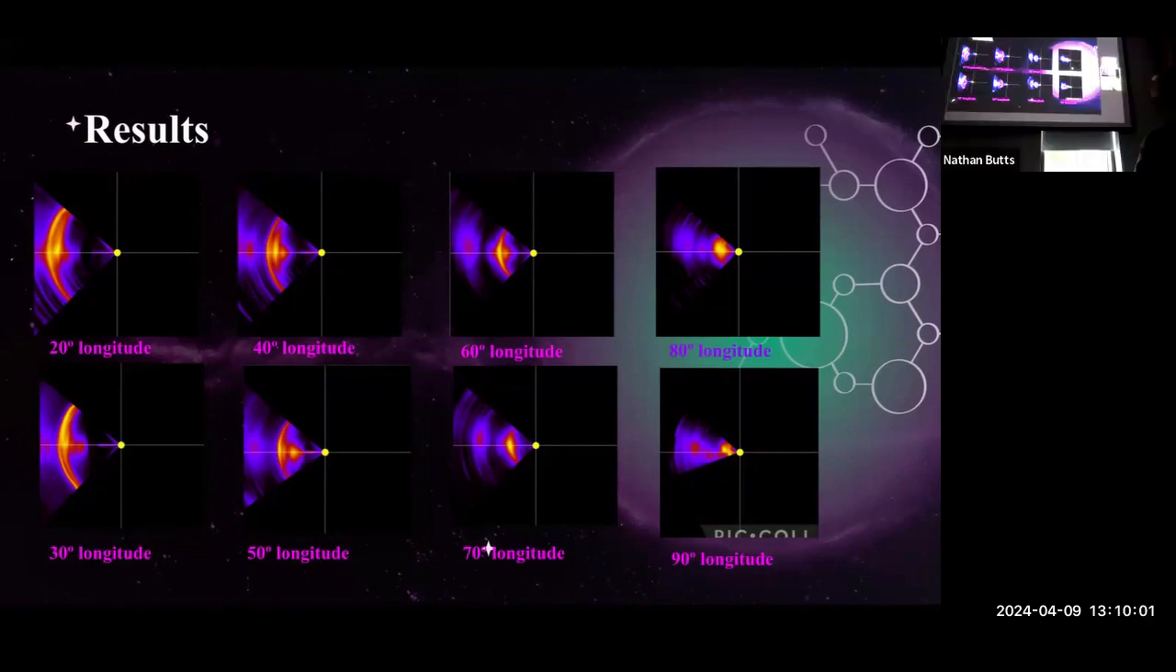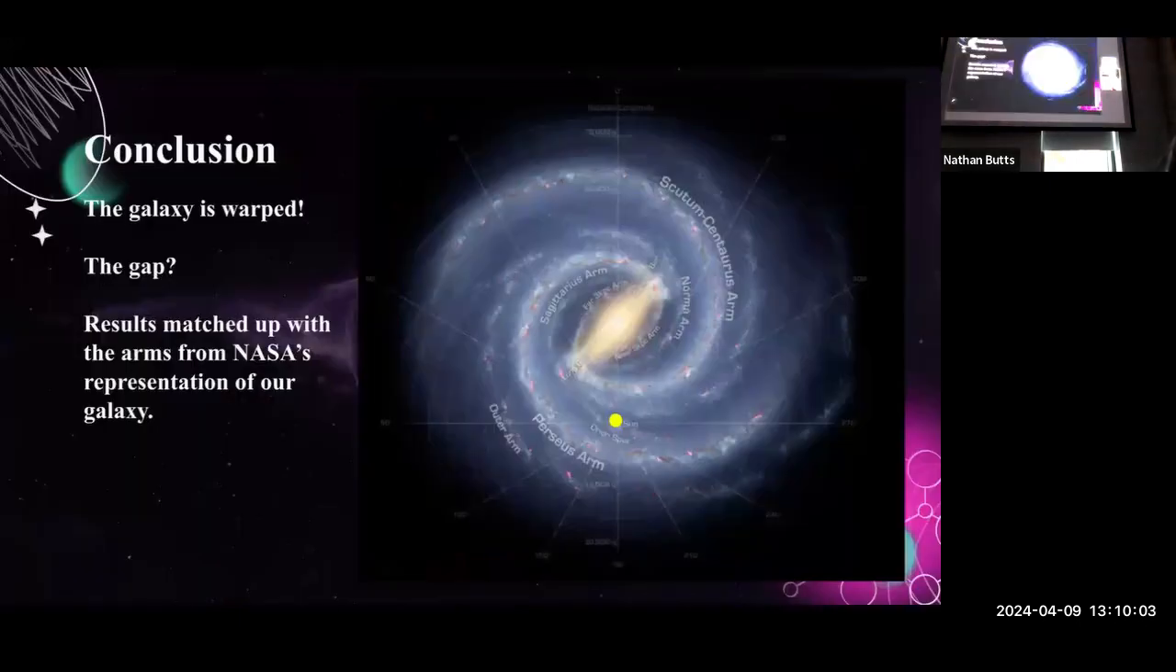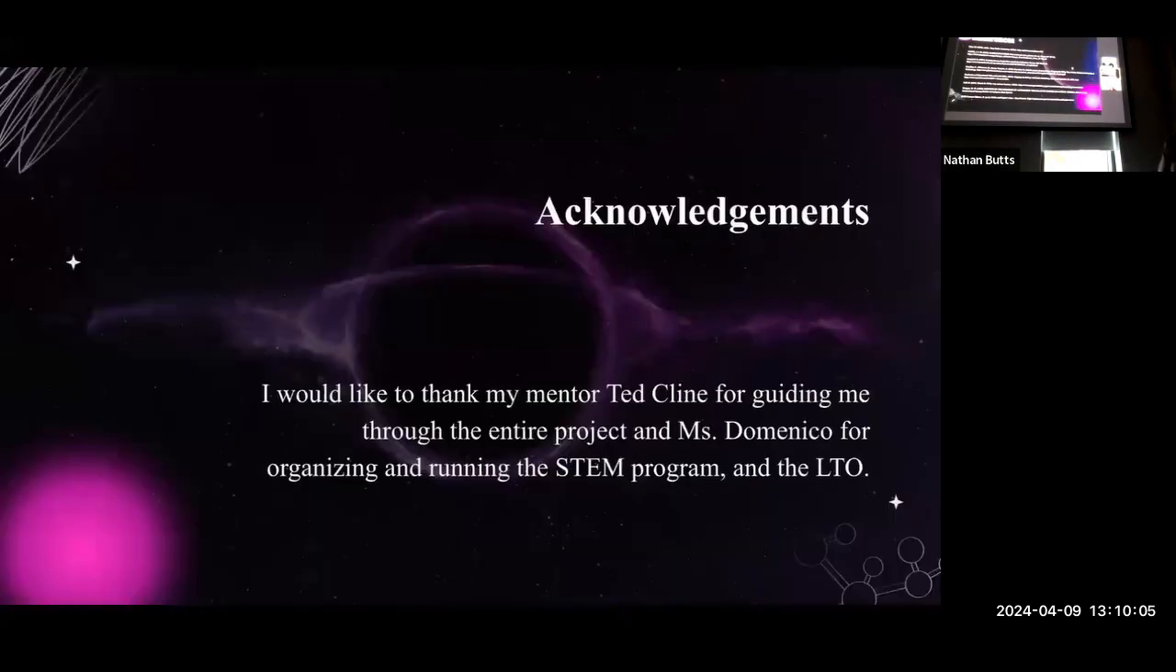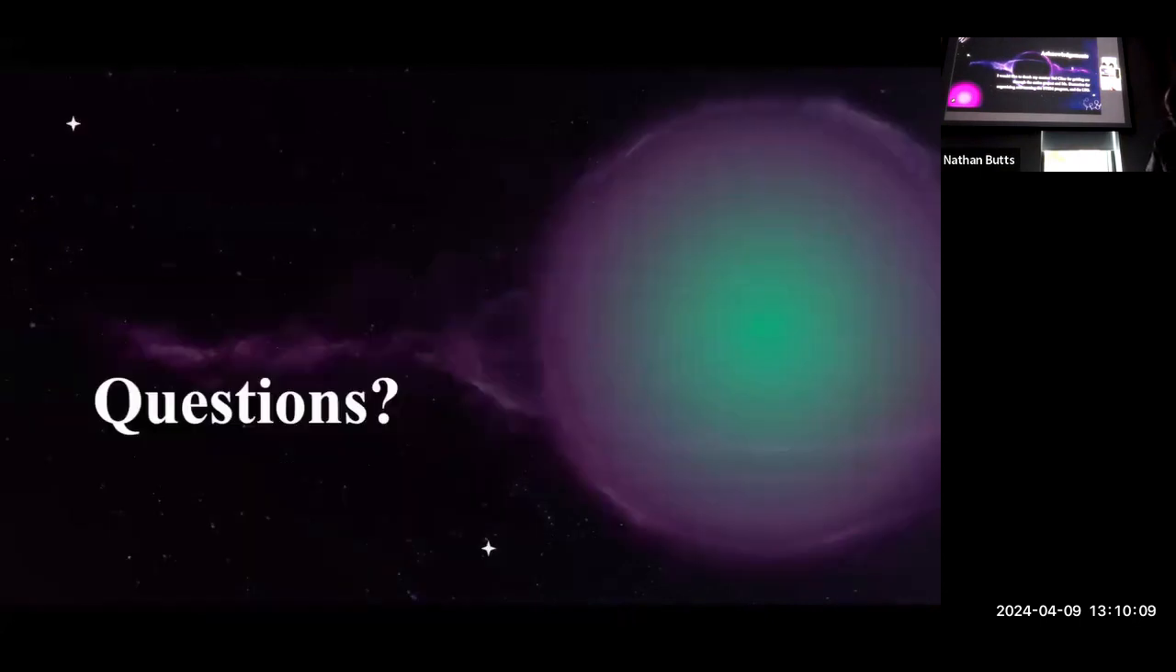Ed? Yeah, I have a question. First off, I want to say that this is quite a good demonstration of the capabilities of small radio telescopes. But I did want to understand why you chose to do longitude 20 through longitude 90. I think there's 360 degrees of longitude there.